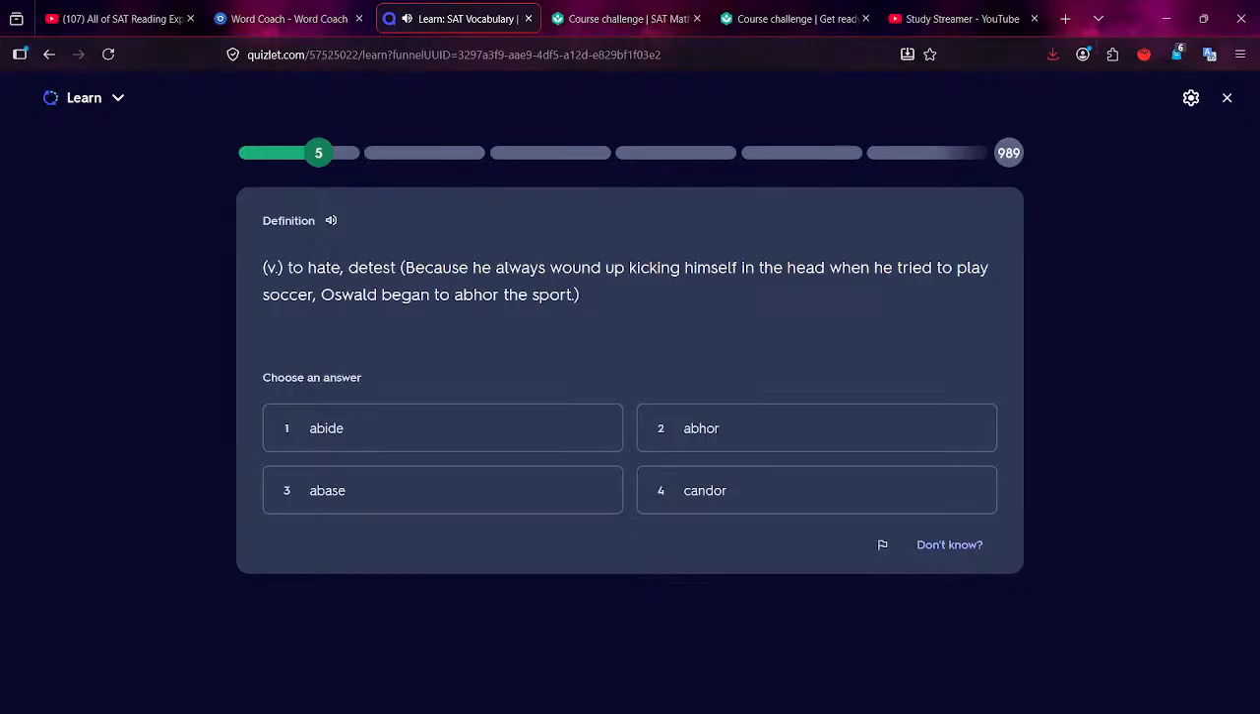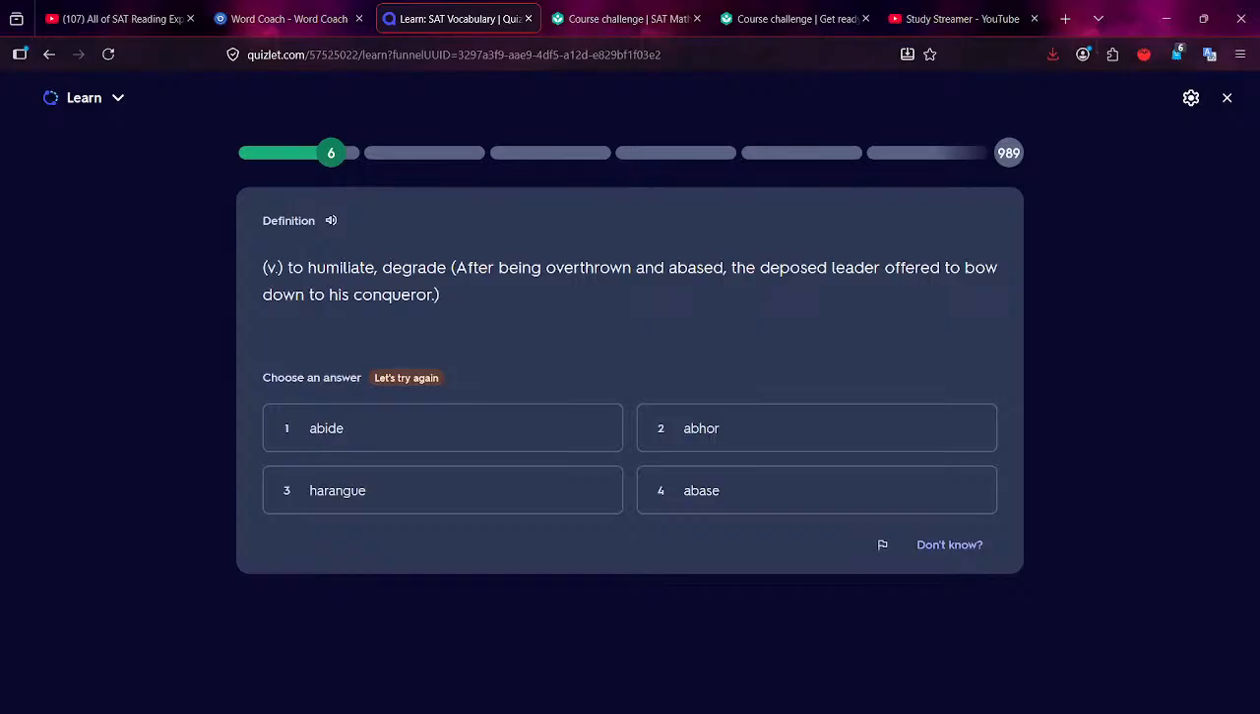Okay, somehow that worked. So abet is going to mean that. Okay. To hate, detest. Now, to detest, I guess that could be abhor. Yeah, abhor, to detest. So I abhor blank.